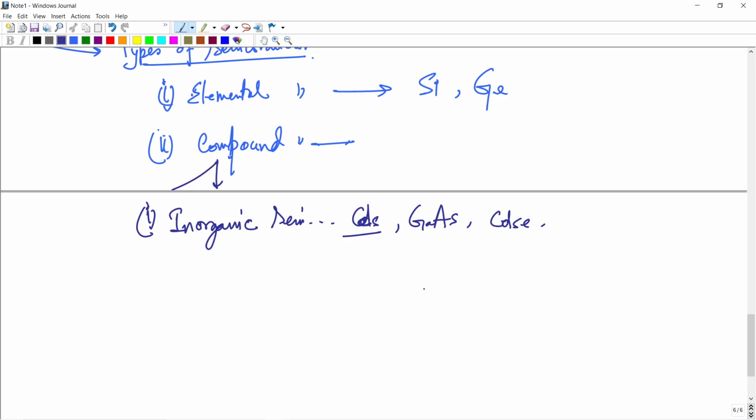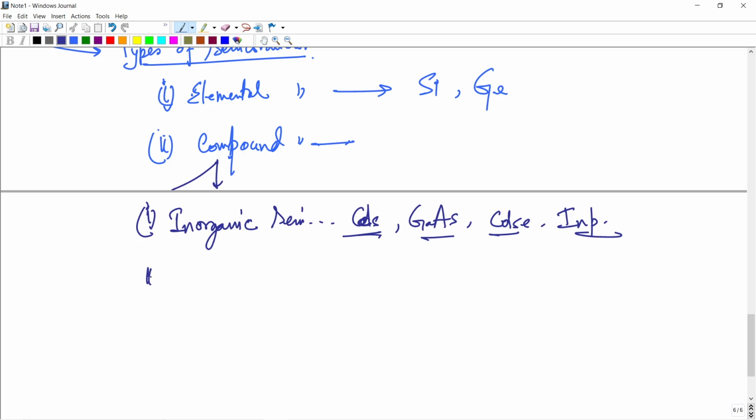These are the basic four inorganic semiconductors: cadmium sulfide, gallium arsenide, cadmium selenide, and indium phosphide. Okay, these are the inorganic.